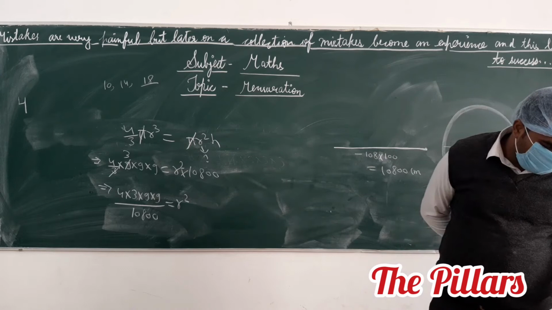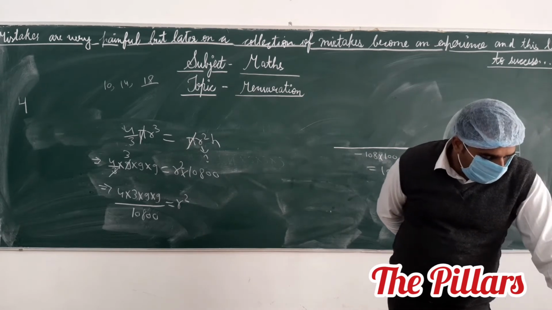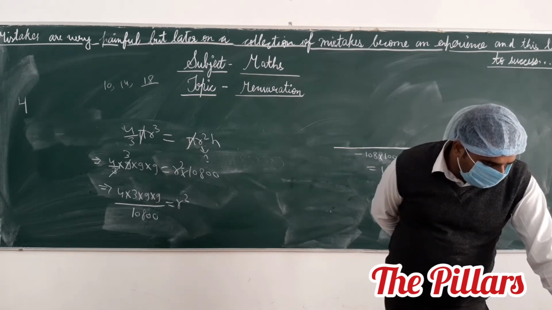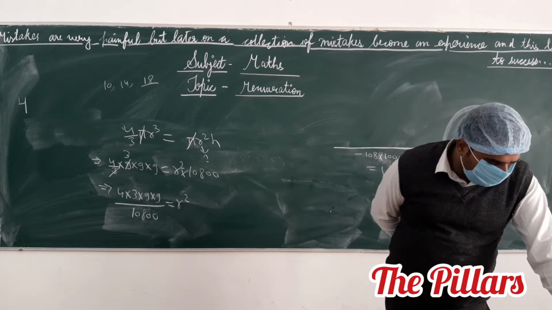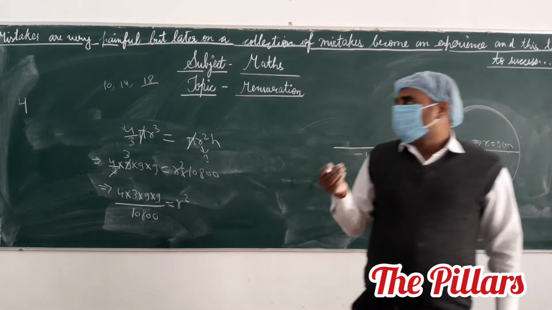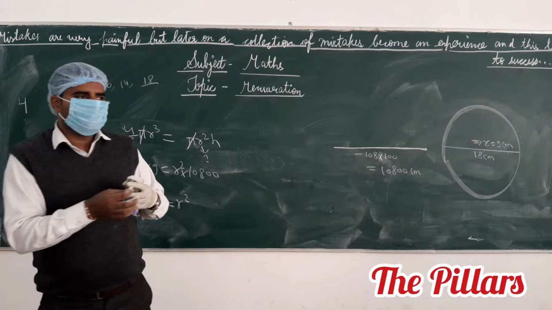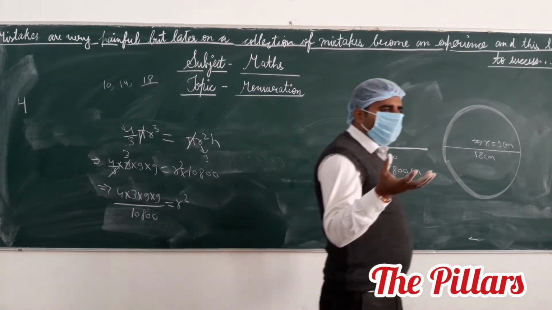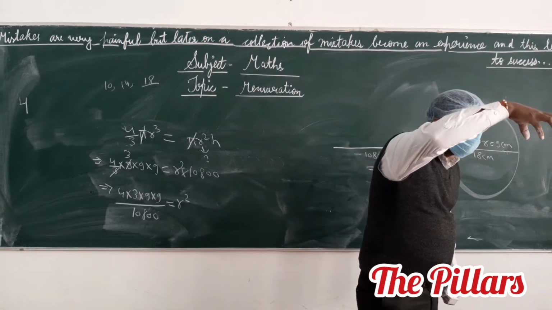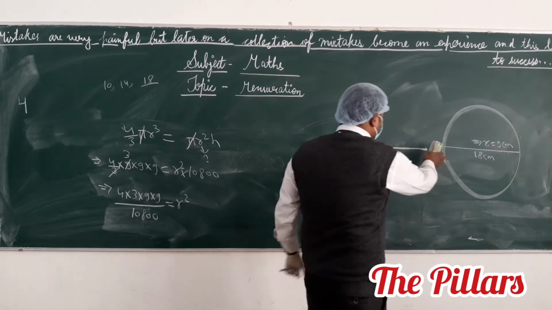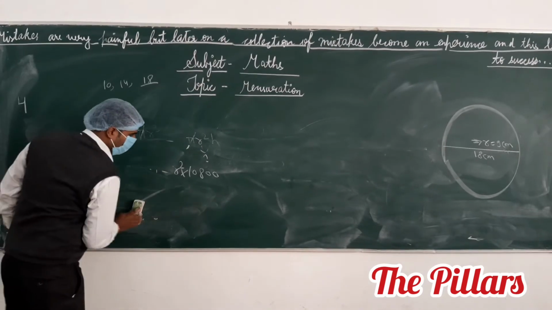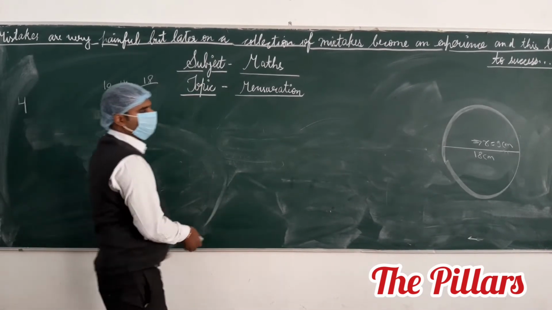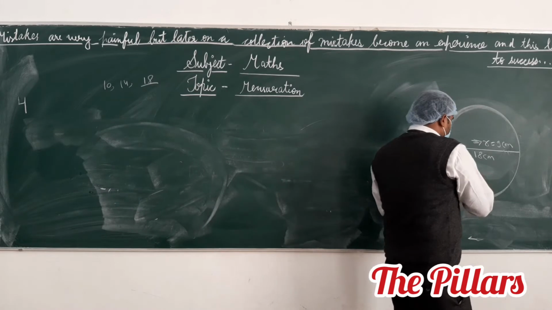A hemispherical bowl of internal radius 9 cm is full of water. It is emptied into a cylindrical vessel of internal radius 6 cm. Find the height of water in the cylinder. You have a hemispherical bowl given, so you have to calculate the volume of this hemispherical bowl. That same volume you have to put in the cylindrical vessel. These are homework questions, and you have to write them in your homework copy. Okay, you see that the internal diameter is given.